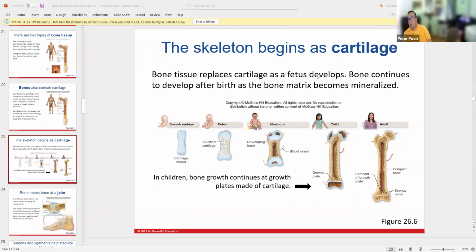The bone tissue replaces cartilage as the fetus develops. The bone develops after birth as the bone matrix slowly becomes mineralized. You can see this is what a newborn skeleton looks like, which is why newborns need car seats: their bones are not fully formed, so they can't handle the level of shock absorbance that we can as adults.